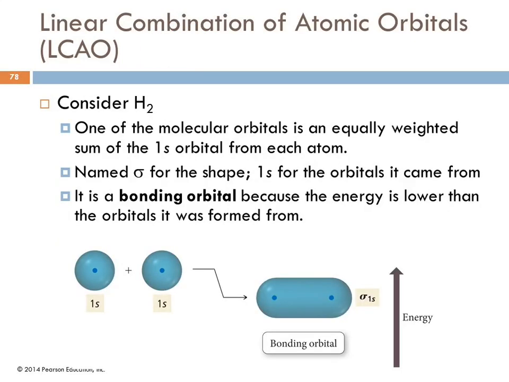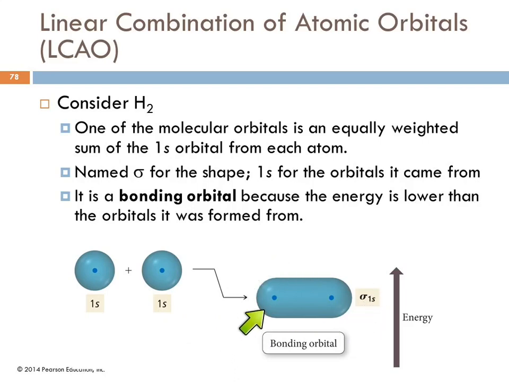So let's look at hydrogen, H2. Here's one hydrogen atom. It has a 1s orbital, and here's another hydrogen atom with a 1s orbital. And when we make molecular orbitals, if we combine these two atomic orbitals, we're going to end up with two molecular orbitals. So we're just looking at the first one right now.